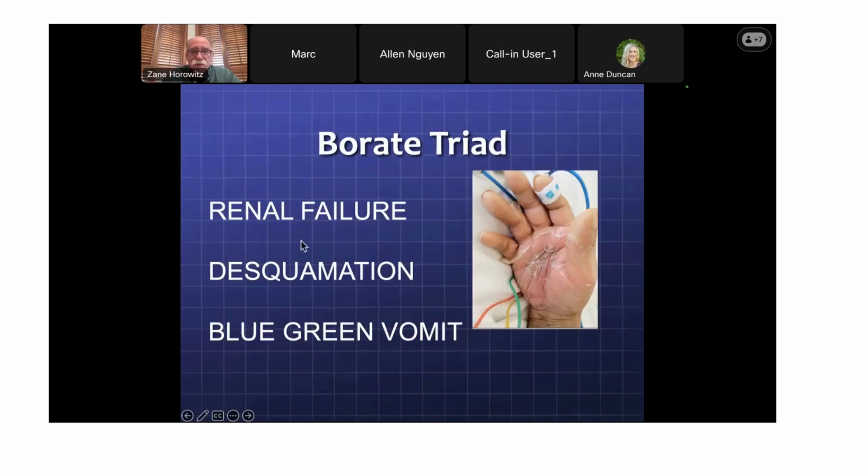Renal failure, sometimes the redness goes on to desquamate. They may present late in renal failure with desquamation. You should ask about what they may have eaten accidentally.